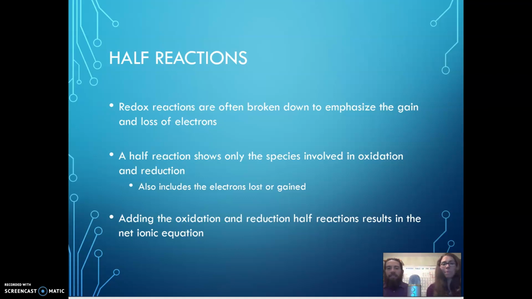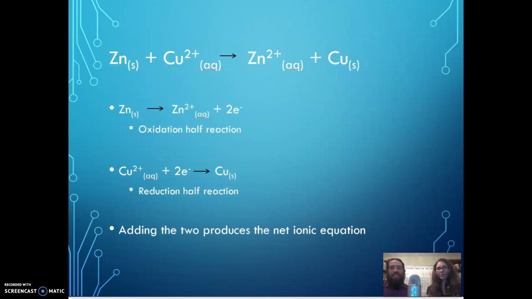Kind of like spectators. And when you add them, they make the net ionic equation, which is kind of helpful. Yeah, and that's a lot in one slide. Let's look at an example. It'll make more sense. It's always better. So let's go back to our zinc and our copper nitrate solution.